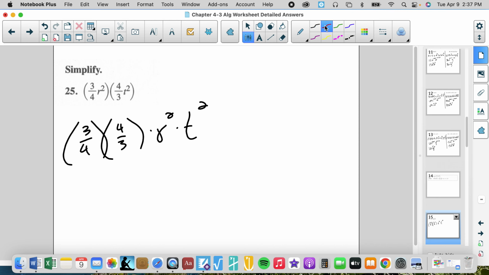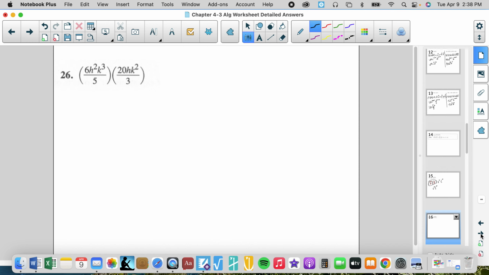When they're whole numbers, it's easy. When it's fractions, technically, it's just as easy. So we get r squared, t squared, because this produces 1, when they cancel to make 1. So coefficients, 6/5, 20/3. Now let's deal with the variables.